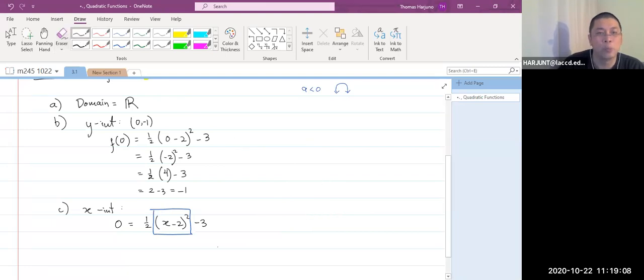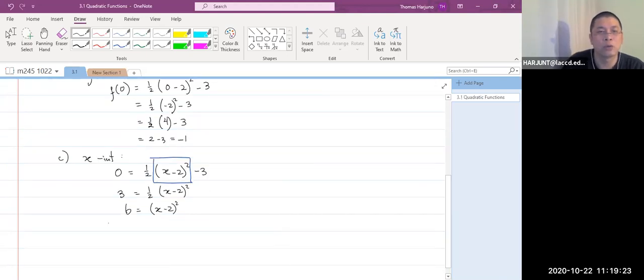So going back to this, suppose I change that to minus 3. So 3 equals 1/2 (x minus 2) squared, multiplied by 2. I get 6 equals (x minus 2) squared. And then apply the square root property. Plus or minus square root of 6 equals x minus 2. So 2 plus or minus square root of 6 equals x. So my x-intercepts are (2 plus square root of 6, 0) and (2 minus square root of 6, 0).